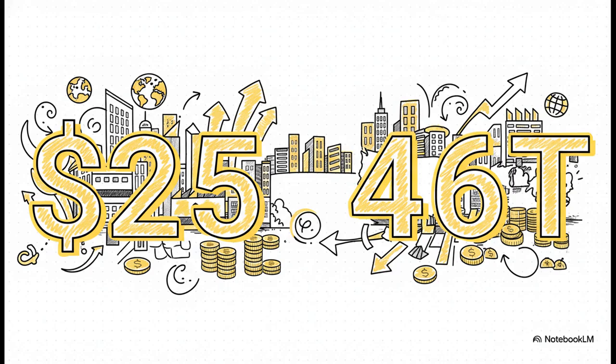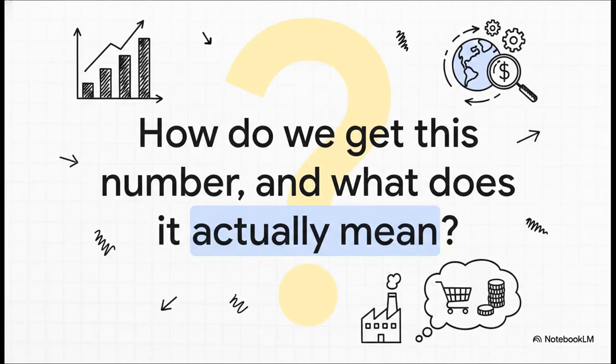Whoa, just look at this number. We're talking over $25 trillion. That was the gross domestic product of the US back in 2022. I mean, it's a completely mind-boggling figure that's supposed to be the price tag for an entire country's economic output for a whole year. So the big question is, how on earth do you even calculate a number that massive?